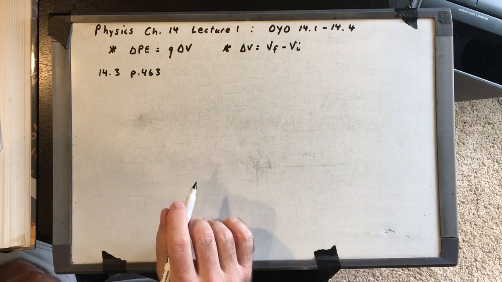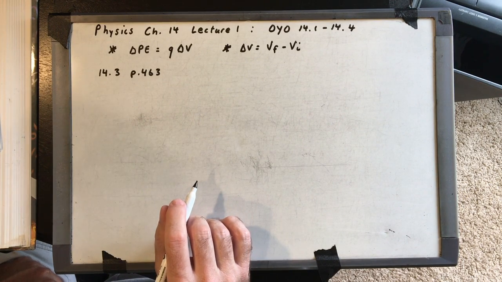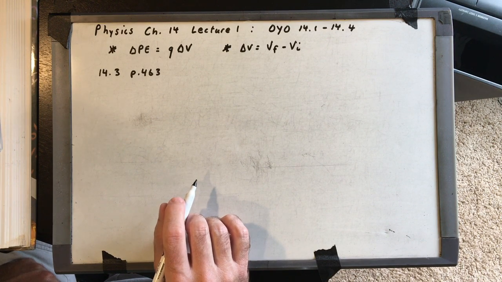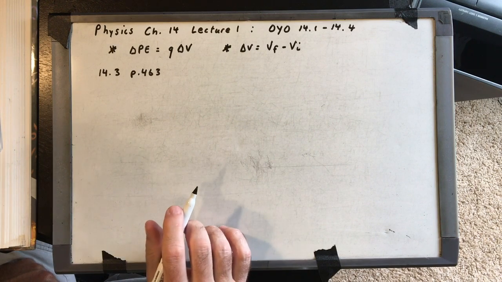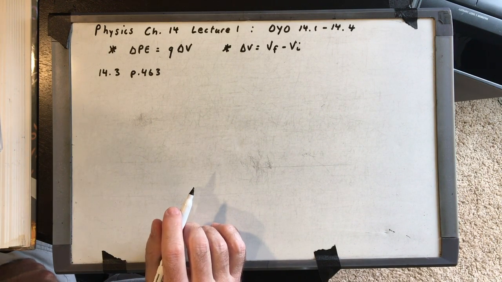All right, it says a negative 1.1 millicoulomb charge that is free to move is placed 45 centimeters from a stationary negative 1.8 millicoulomb charge. If the freely moving charge moves an additional 25 centimeters away from the stationary charge, what is the change in potential energy, and did it increase or decrease?